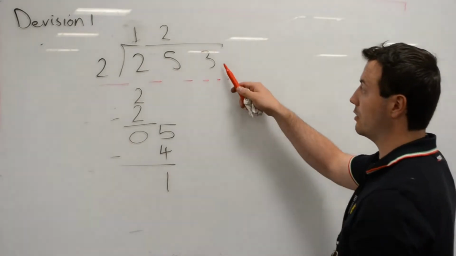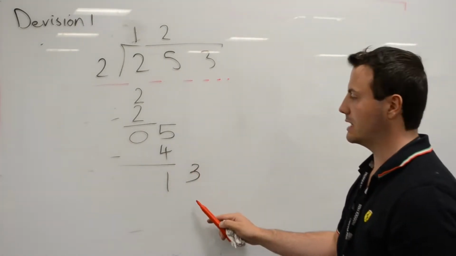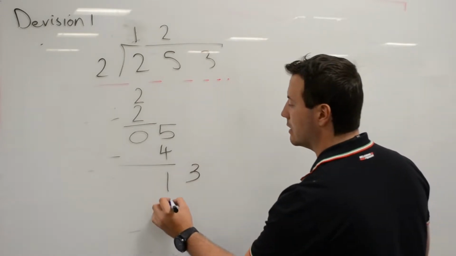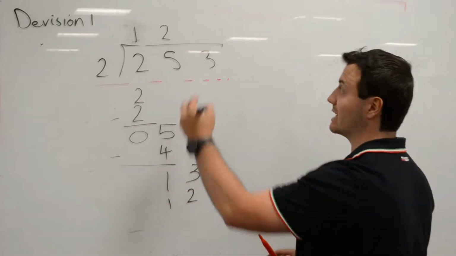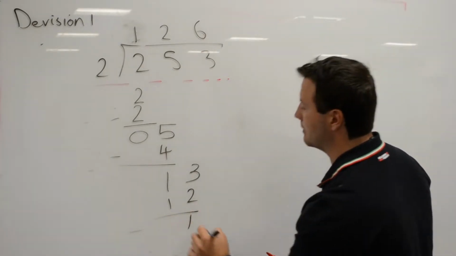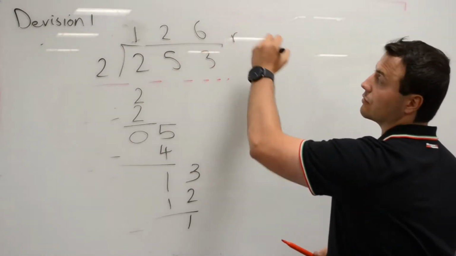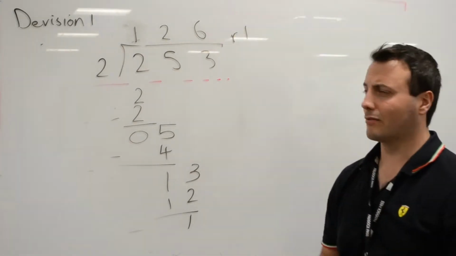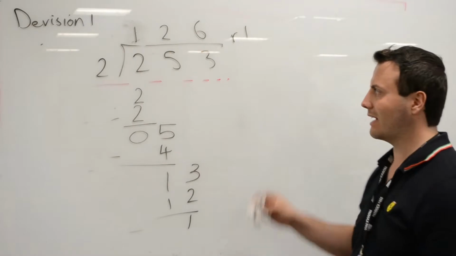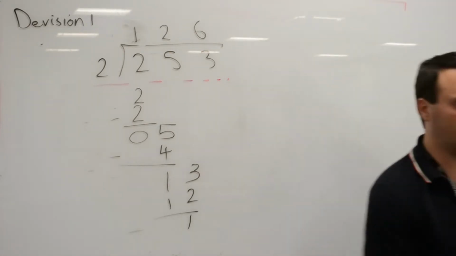Then we move over to the next column, 3, bring that down. How many 2's fit into 13? Well, the largest that fits in is 12, which was 6 times 2. And that's going to give us a remainder of 1. So in primary school, you would have left this as 126, remainder 1. But remainder 1 is not really that useful in maths. It doesn't have a very good meaning at all. So instead, we're going to carry on.